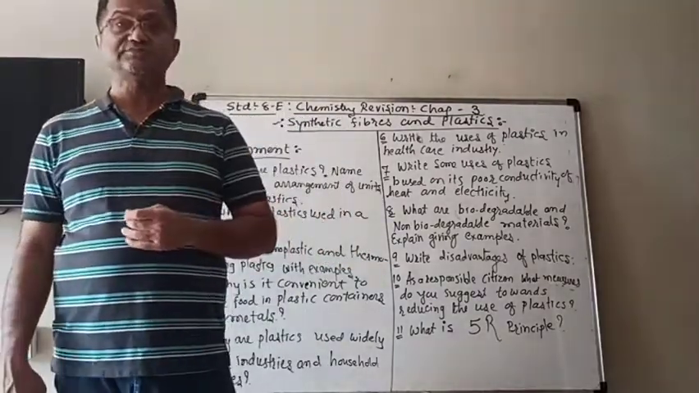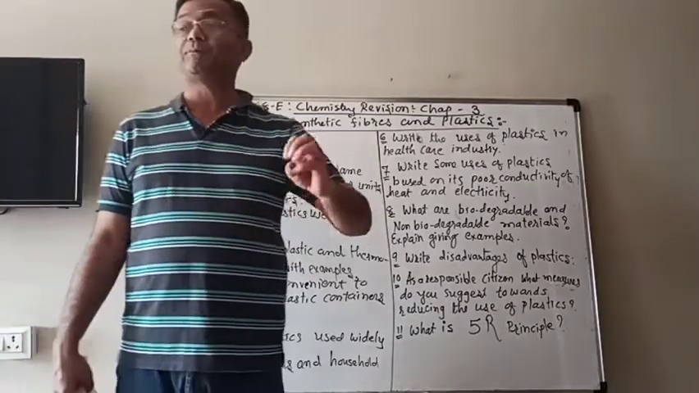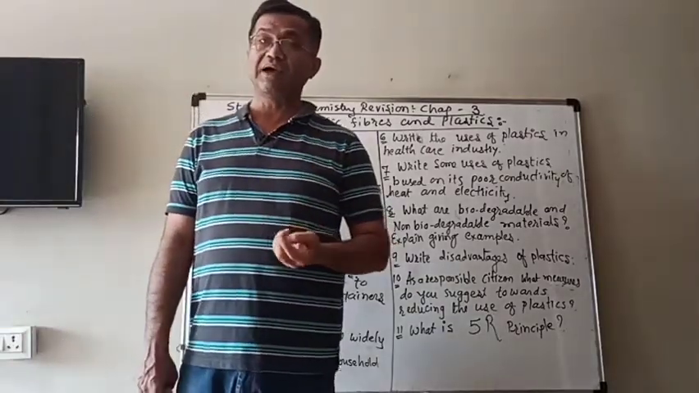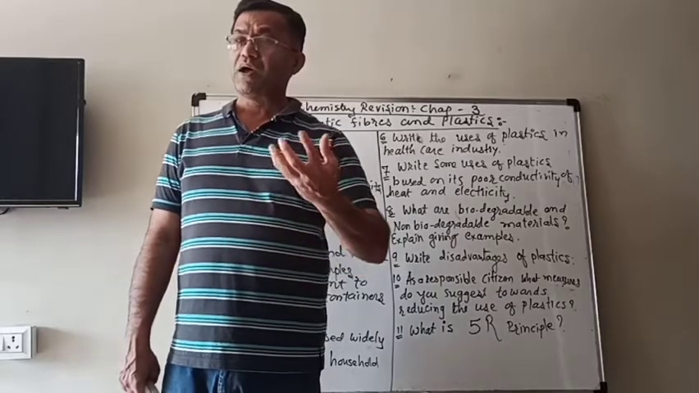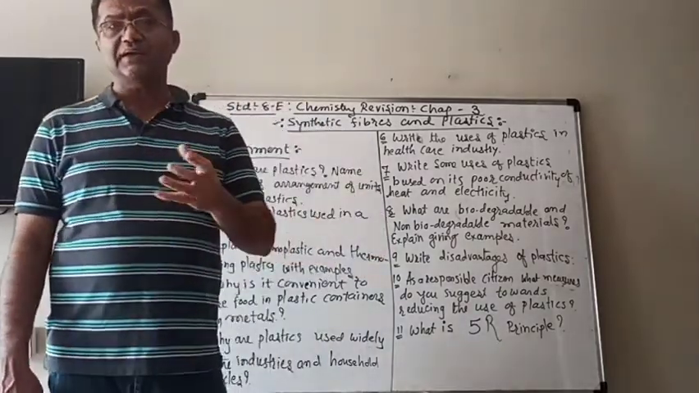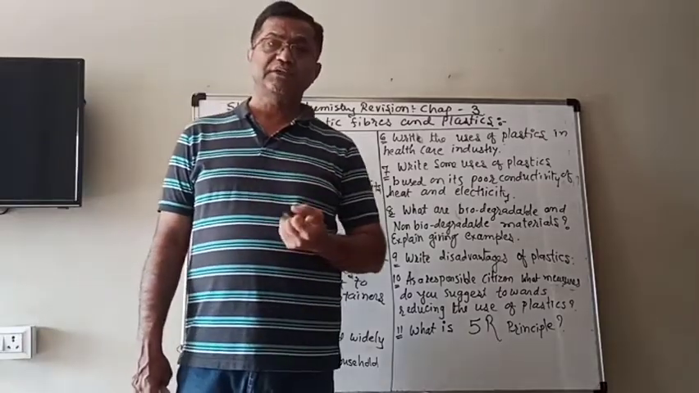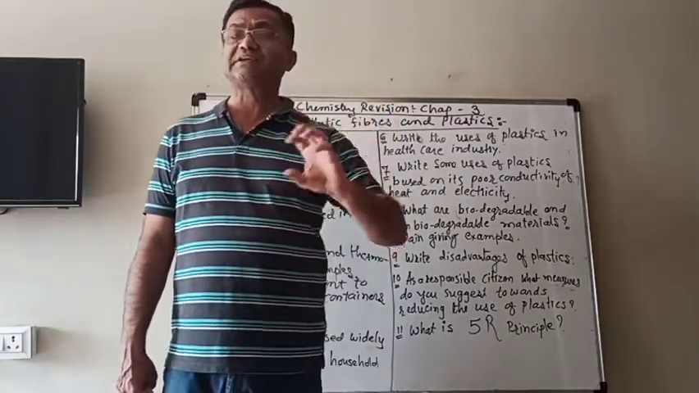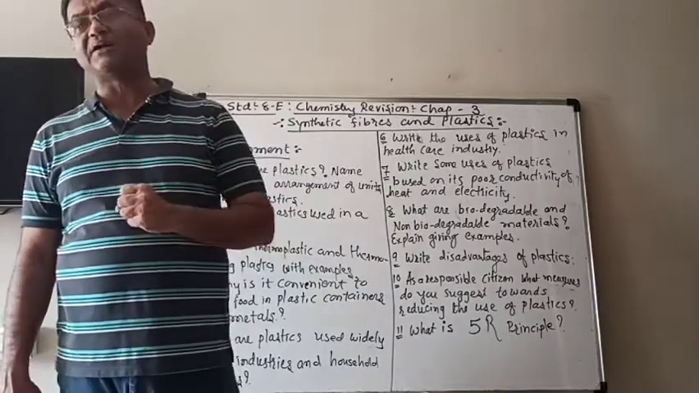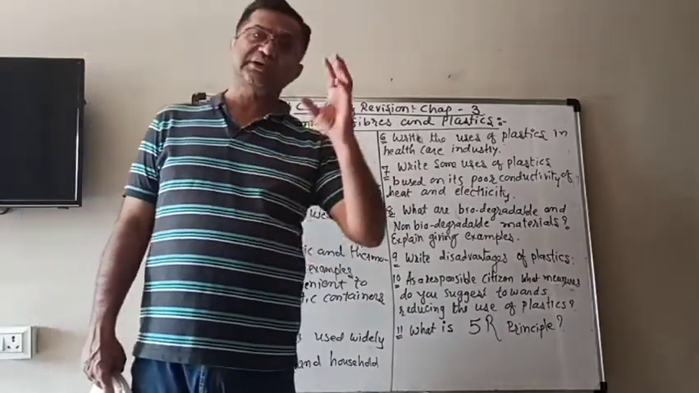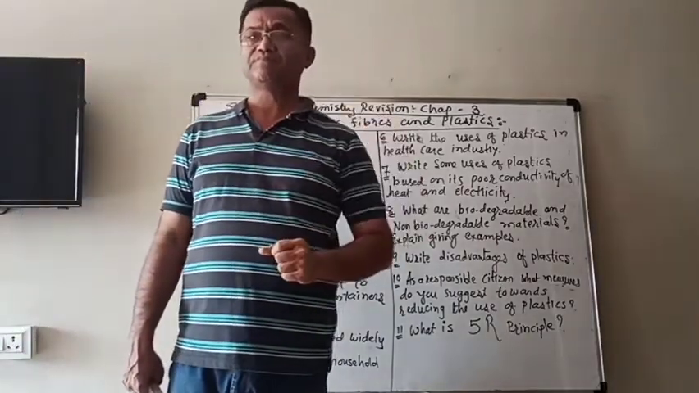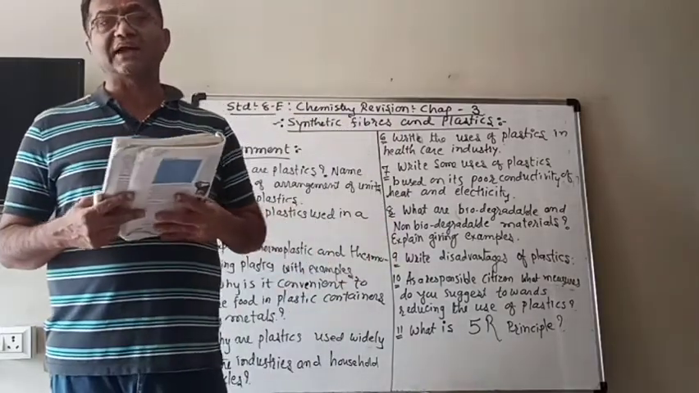The switches and switchboards are made from bakelite. Why? Because sometimes the heat is there and they do not get soft on heating. Therefore, they are used in electrical appliances like switches, plugs, etc. So, there is bakelite.